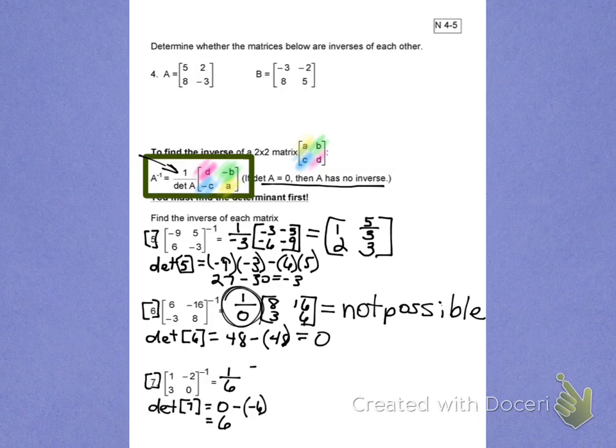Now we need to set up our matrix to multiply by. Swap the first diagonal, so we have 0 and 1. Change signs on the other diagonal, so that's negative 3 and positive 2. Now you're just going to multiply by that scalar 1/6.